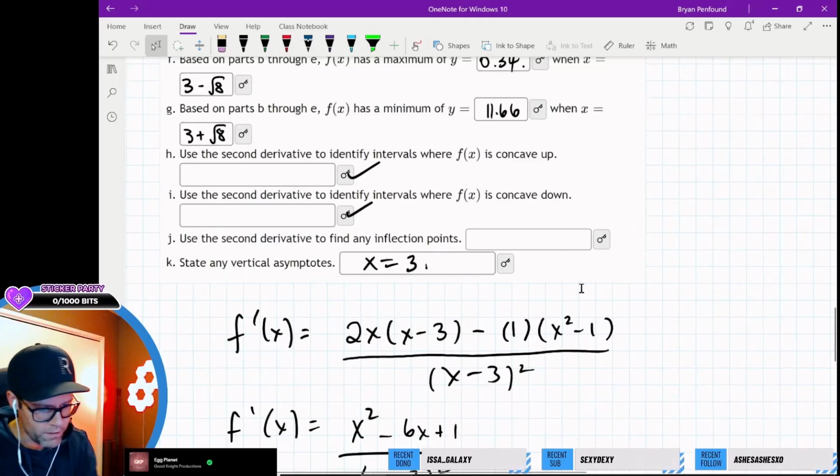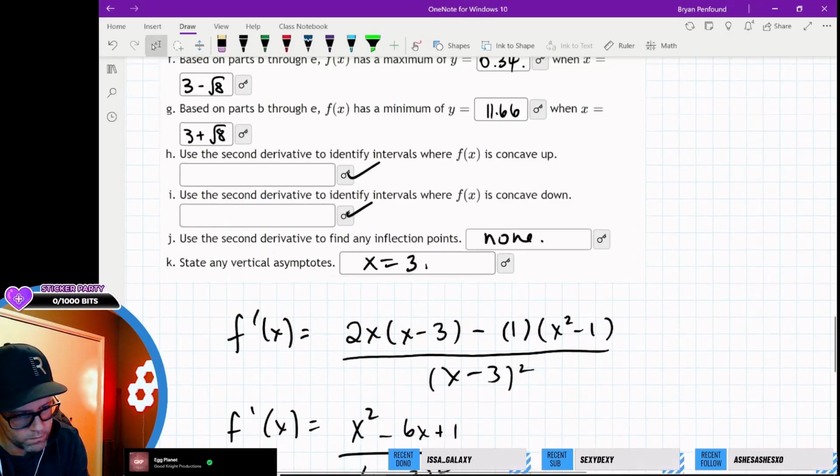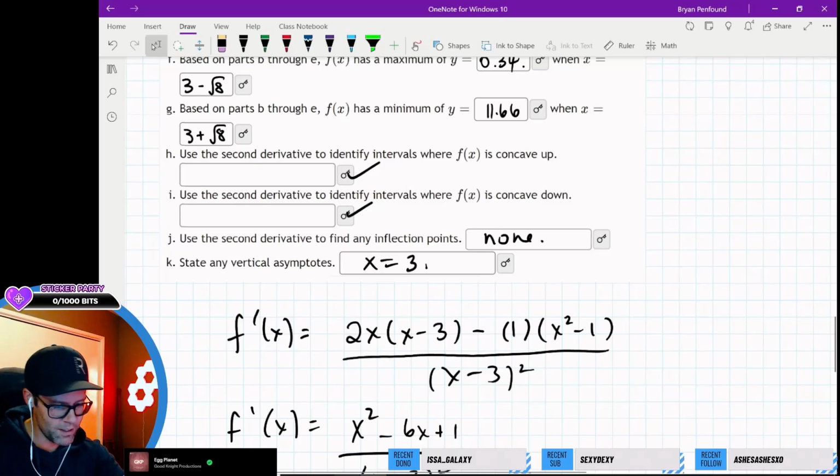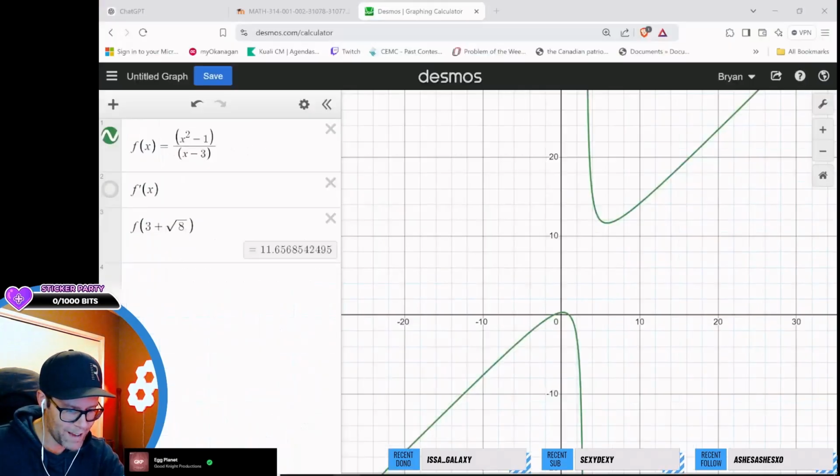Use the second derivative to find any inflection points. So none. I don't know how you would put that in. Just leave it blank? I don't know how you would do that.